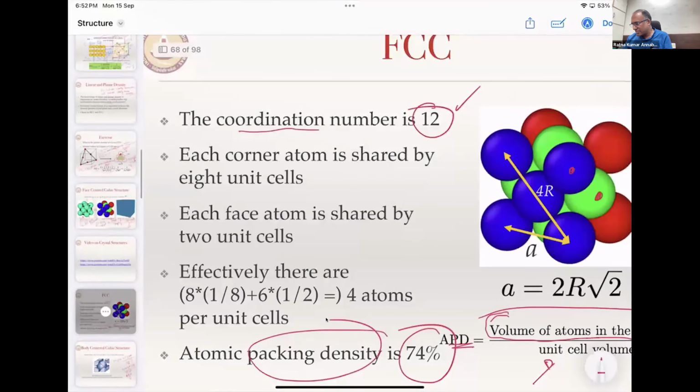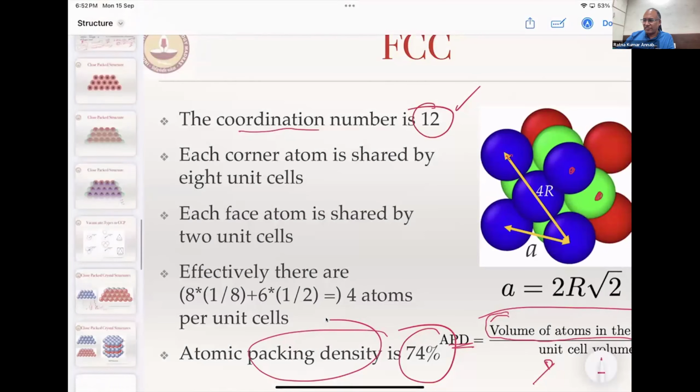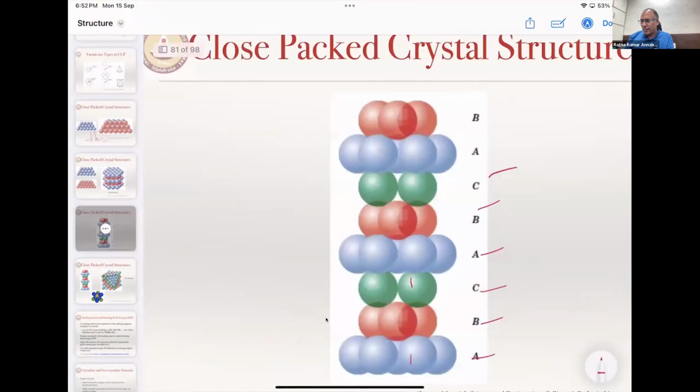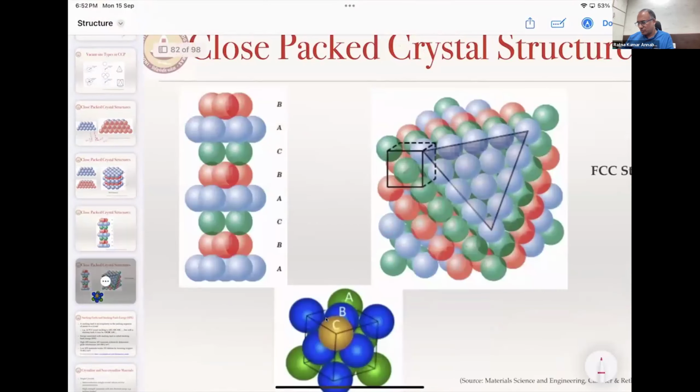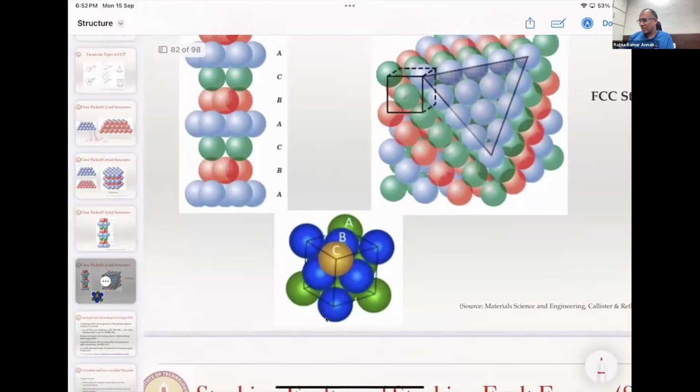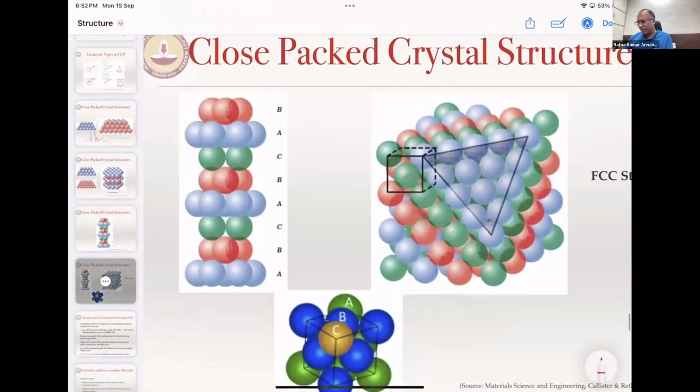So if you look at these 3 guys, that is what I have shown you here. This is the layer A. Blue color is layer A. Green color is layer B. Red color is layer C. So that is how the FCC crystal is stacked. And now you can see different, from there you can create an FCC crystal and you can cut it in different planes and look at it.